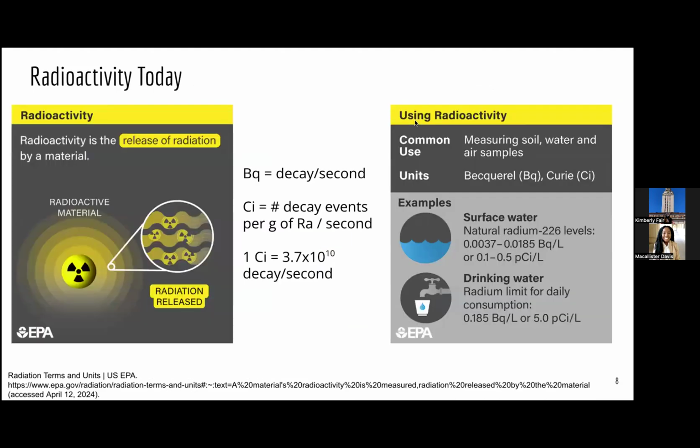Today, we measure these using two different units primarily. The first is the becquerel. This is the international and SI unit, and is recorded in decay per second. There's also the Curie, which is the customary unit, and is the number of decay events per gram of radium per second. And this is a very large number, so typically it will instead be reported in picocuries.